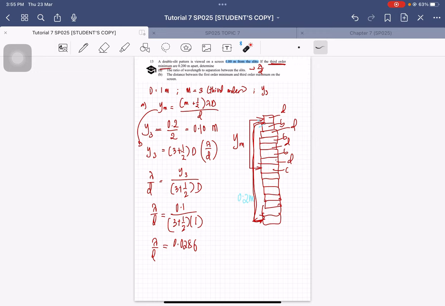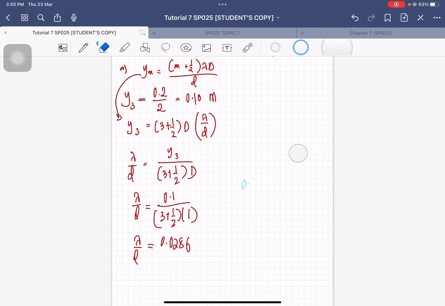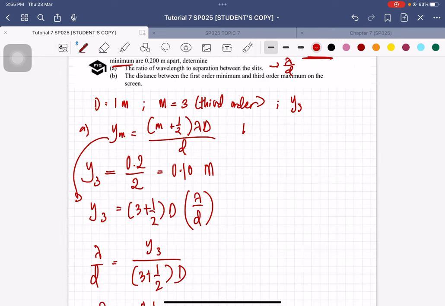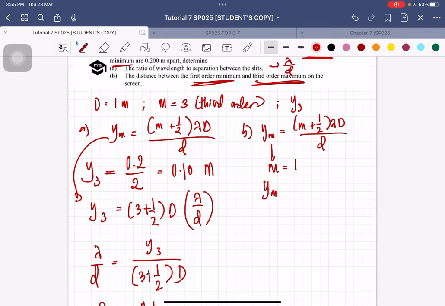Okay, so question B, I'm just going to erase this because I already explained it earlier. So question B: the distance between the first order minimum and the third order maximum on the screen. So how we do this is, first we look at the first order minimum. The formula is YM equals M plus half lambda D over D. So for the first order minimum, M is equal to 1, because they already wrote the order there. So that is Y1. Y1 is 1 plus half lambda D over D.